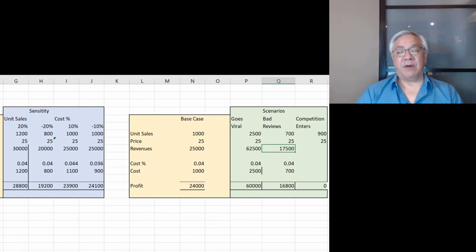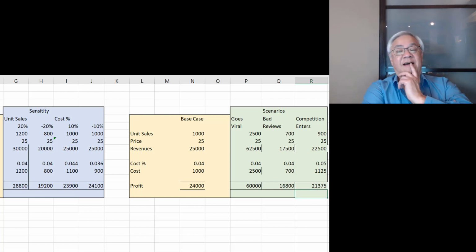Competition enters, and what happens is we're going to take a little bit of a hit on our unit sales, but not only that, they're pressing on our costs, and they're driving up our costs because they're grabbing our low-cost product. So now instead of 0.04, it's 0.05. What happens then? Well, revenue will go to 22,500. So we're down from where we hoped. But also, we took a double hit because our expenses went up as well. So now we drop all the way to 21,375.